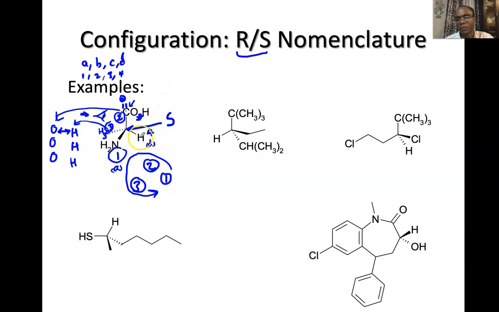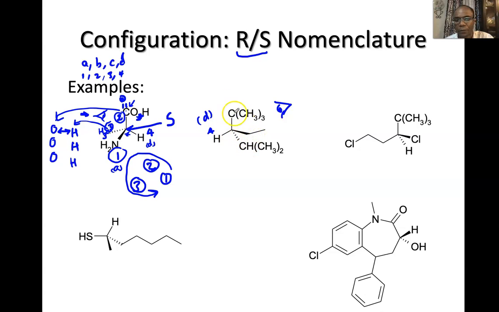We kept our small group away. We assigned elements directly bonded to the chiral carbon. We assigned the priorities based on atomic number. So now here again, hydrogen will get number 4, which means my eye should be here because the smallest group must be away from me. So this is number 4, alternatively call it D.